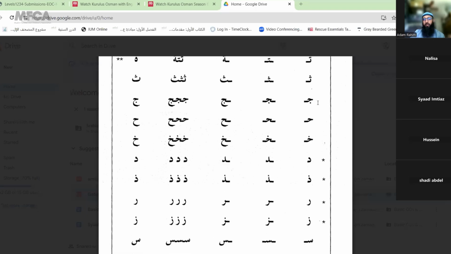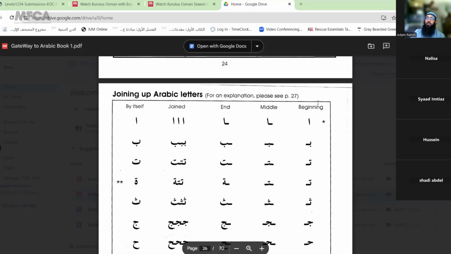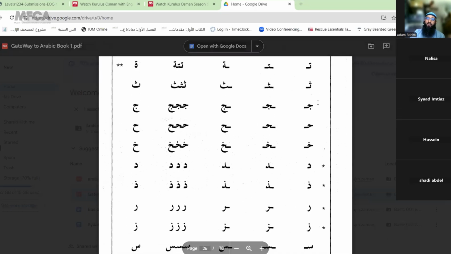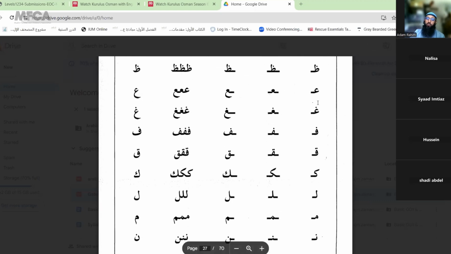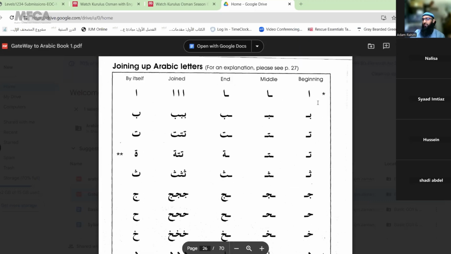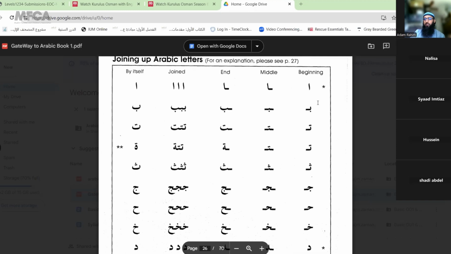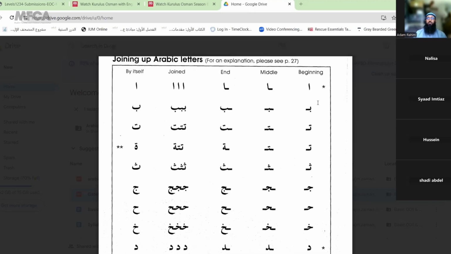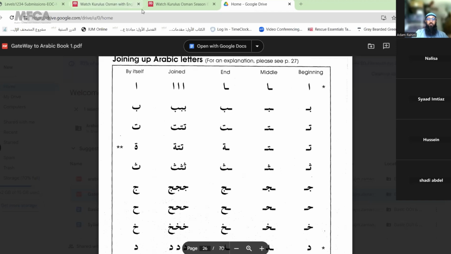Yes. Very good. And we mentioned that these certain letters here, you see they have an asterisk. So we took a rule. Does anybody remember what that rule is and why these specific letters have an asterisk next to them? There's a specific rule that we took last time. The naughty letters. Yes, the naughty letters. Very good job.